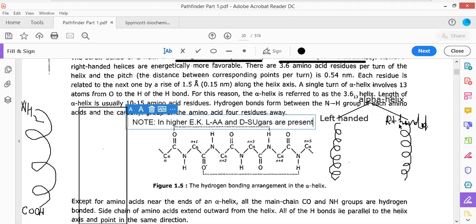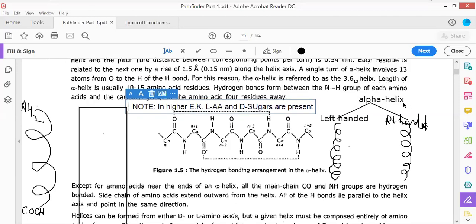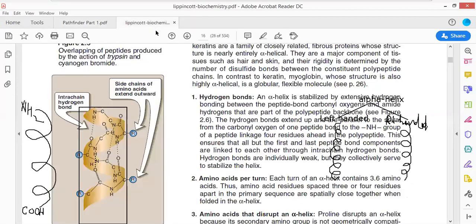So right-handed alpha helix is much more stable in the case of humans and is found in much larger number in the case of humans. Why? Because the amino acids which are found in humans are left-handed. It is levorotatory. That is why right-handed alpha helices are found much more. Next, we would be talking about this particular alpha helix, that you can visualize there.